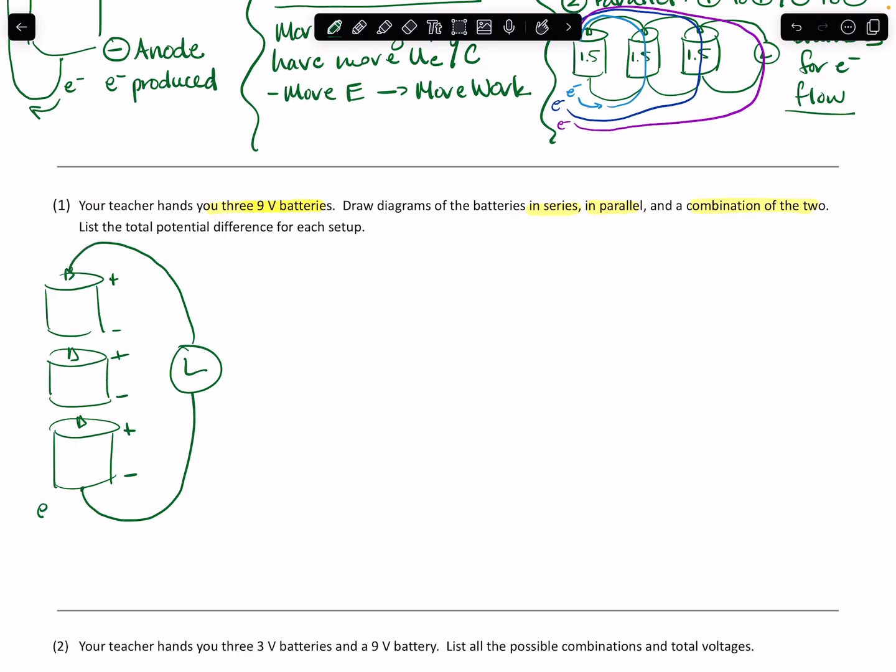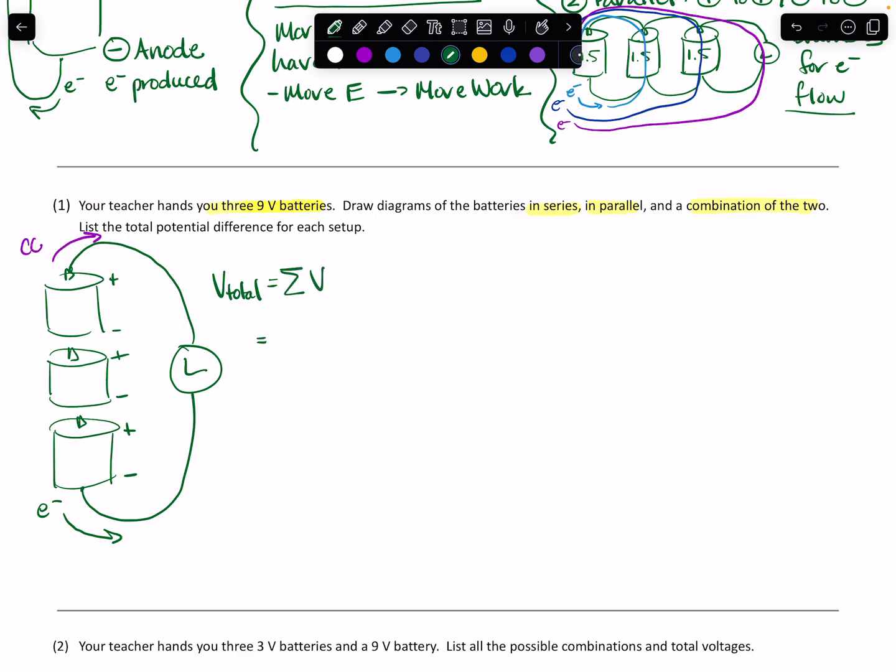Our electron current will flow from negative to positive. Our conventional current will flow this way. Remember, conventional current looks at the motion of a positive charge, so it is always reversed from the electron current. Now, because this is in series, the total voltage is going to be the sum of all of our voltage values. So in this case, I've got a 9-volt battery, a 9-volt battery, and a 9-volt battery. I'm going to have a total of 27 volts.